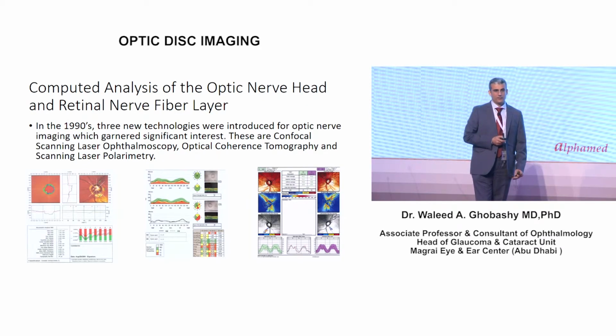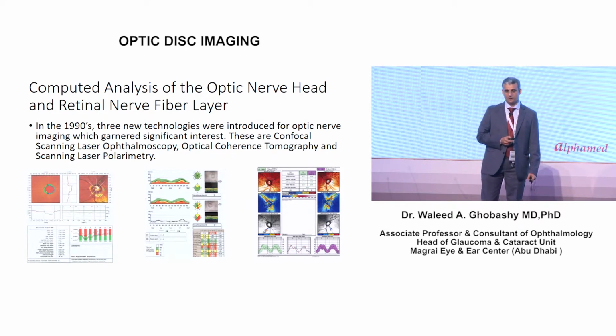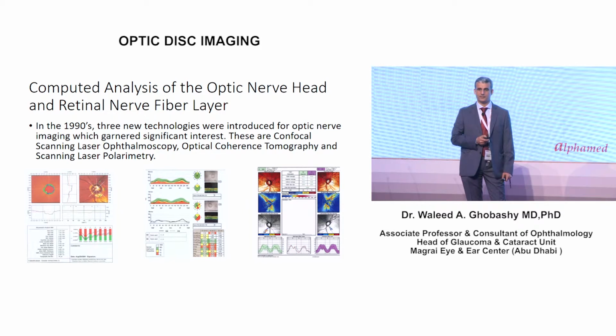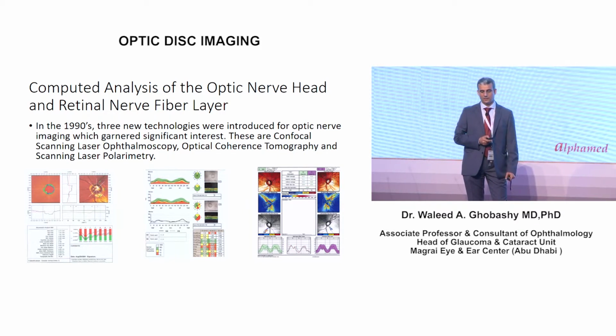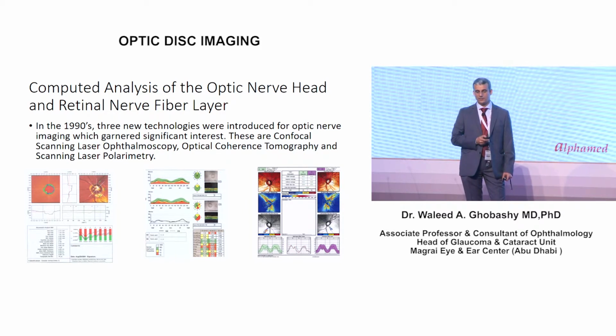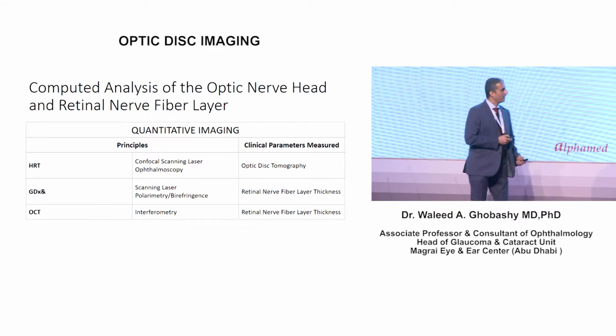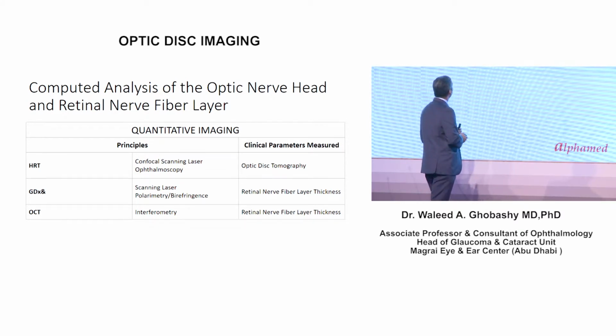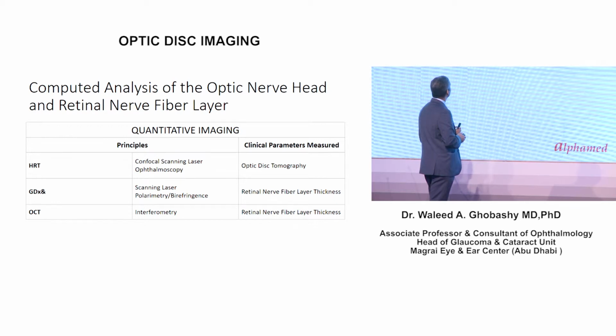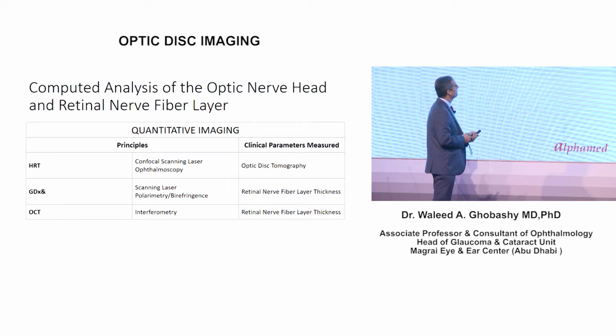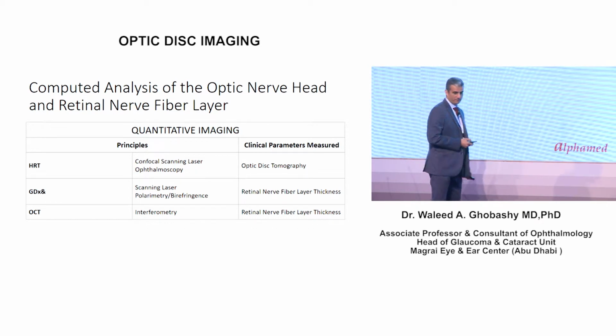We still have three advanced ways of analyzing the optic nerve. These are high tech and started in the 90s of the last century. They include confocal scanning laser ophthalmoscopy, optical coherence tomography, and scanning laser polarimetry. The basis of them is different. Confocal scanning laser ophthalmoscopy is usually about optic disc tomography, while the other two are more concerned with retinal nerve fiber layer thickness.